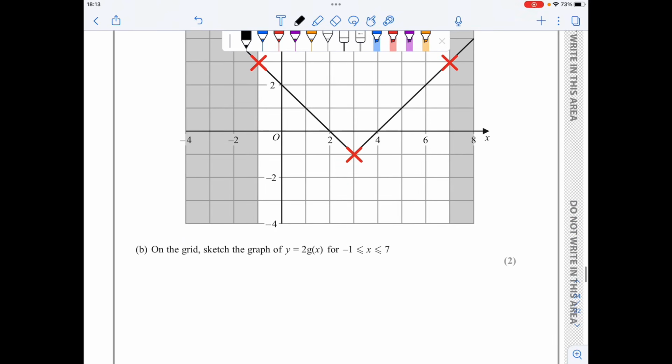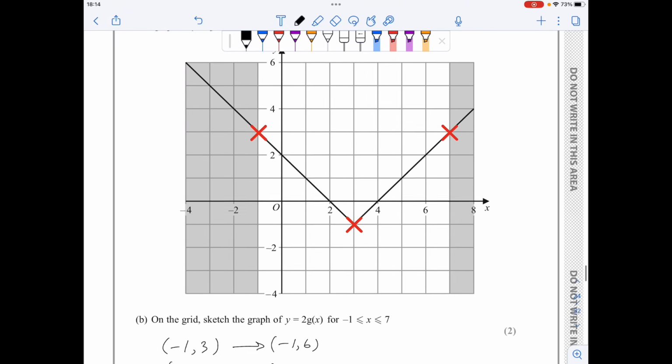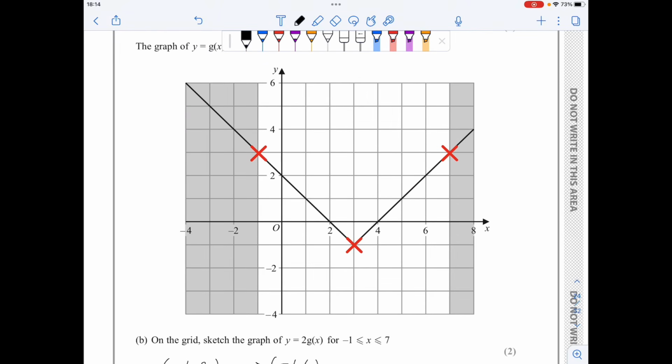So let's write those down. Under this transformation, I'll have to multiply the y values by 2. So the first one becomes minus 1, 6. Second one becomes 3, minus 2. And the last one becomes 7, 6. So now I plot those 3 new points and then join them using straight lines.